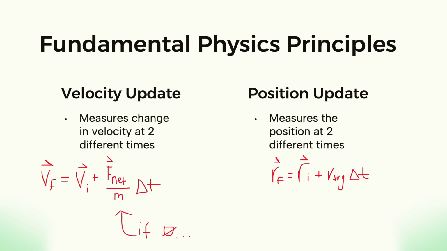Additionally, as two offshoots of Newton's second law, we have the velocity update and position update formula, which will become relevant later in our code. But to summarize quickly, these measure the velocity or position at two different times. And as we can see in the velocity update, if Fnet is truly 0 like we say, then the final velocity should equal the initial velocity. Let's see if that's true later.